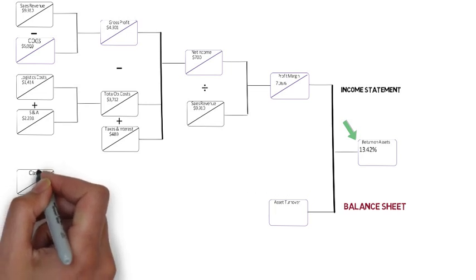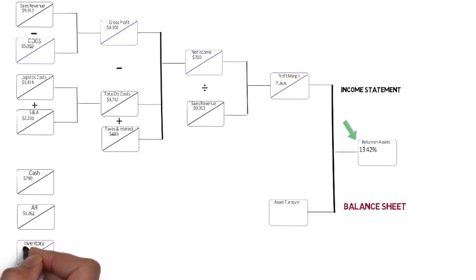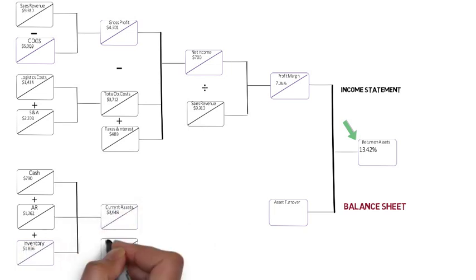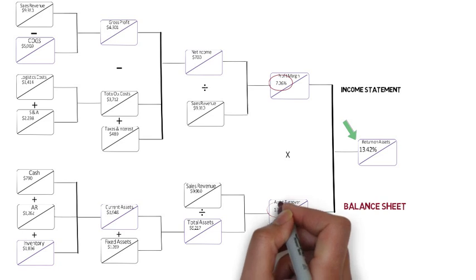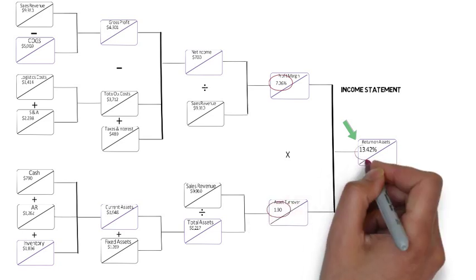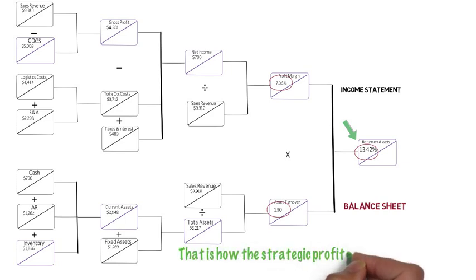Now let's look at the turnover side of the model. First, you add up all of your current assets. These include cash, accounts receivable, and inventory. Now add your current assets to your fixed assets to obtain your total assets. When you divide sales revenue by total assets, you get your asset turnover. In this case, 1.90. The final step is to multiply your profit margin by your asset turnover. That is 7.06% times 1.90. The result, 13.42% return on assets. Now you know how the strategic profit model works.